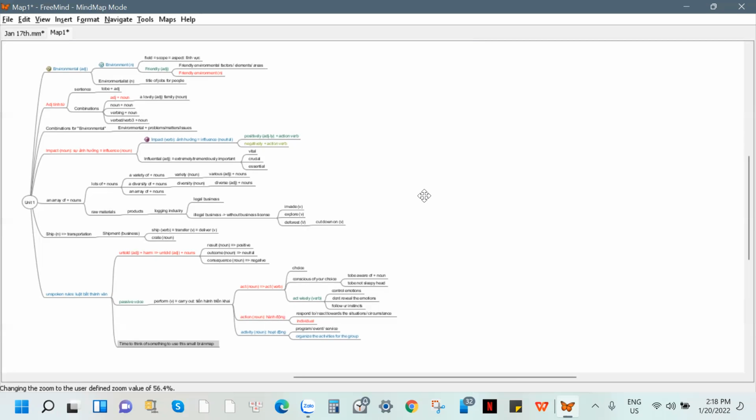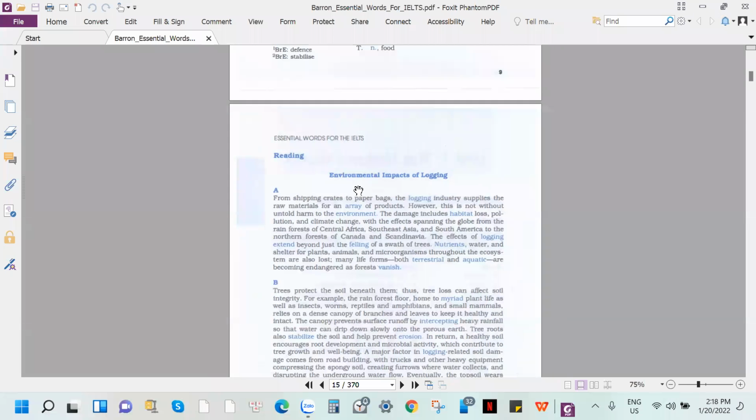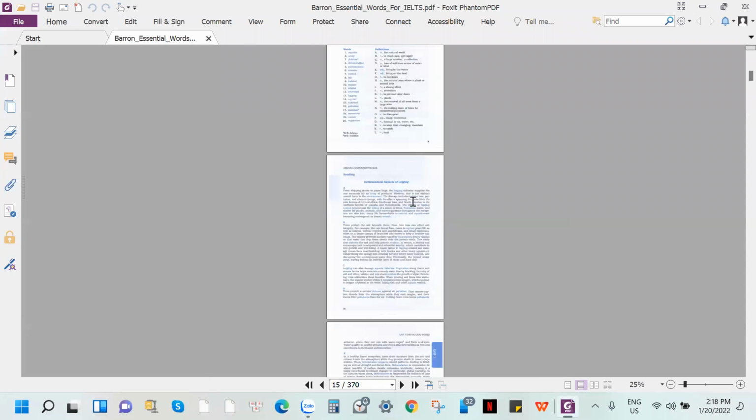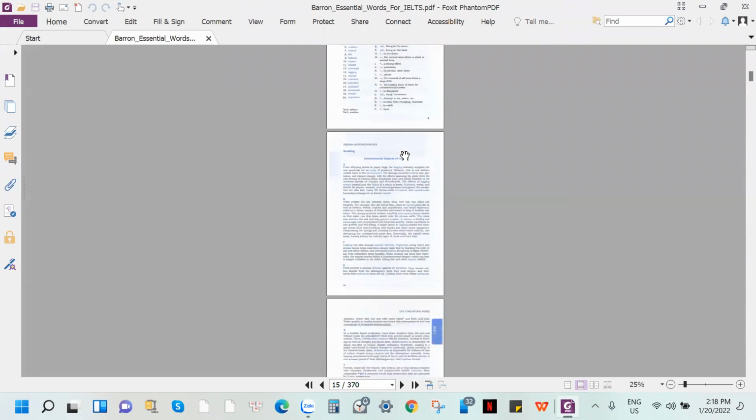Okay, yeah. So I'm going to send you the book file, and please try to finish this one and this one and this one. These are very easy. At the end of the book, you will find the answers.